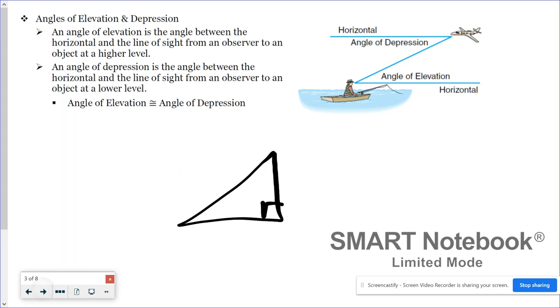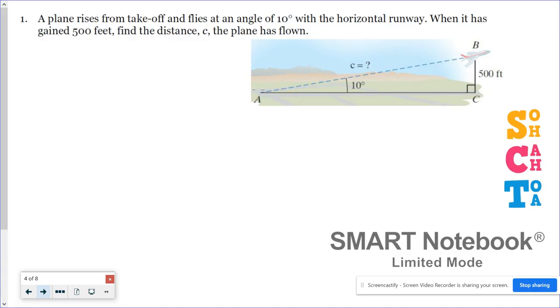So let's take a look at some examples. A plane rises from takeoff and flies at an angle of 10 degrees with the horizontal runway. When it has gained 500 feet, find the distance the plane has flown. So they did give us a nice diagram here, so we don't have to go creating our own. So just like before, when you're working with these problems, ask yourself, what do I know? What do I need to know? How can I find it?